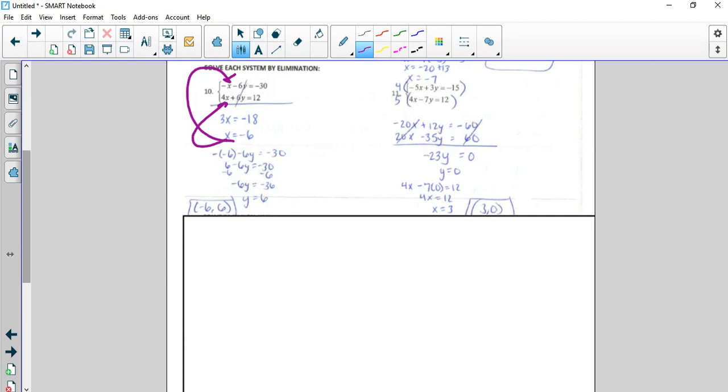Number 11. Okay, now this one, neither one cancels right now. Also, you can't make 4 become 5 or 3 become 7. So you have to decide whether I want to cancel the x's with 20 and -20 or the y's with 21 and -21. Pretty much the same amount of work.